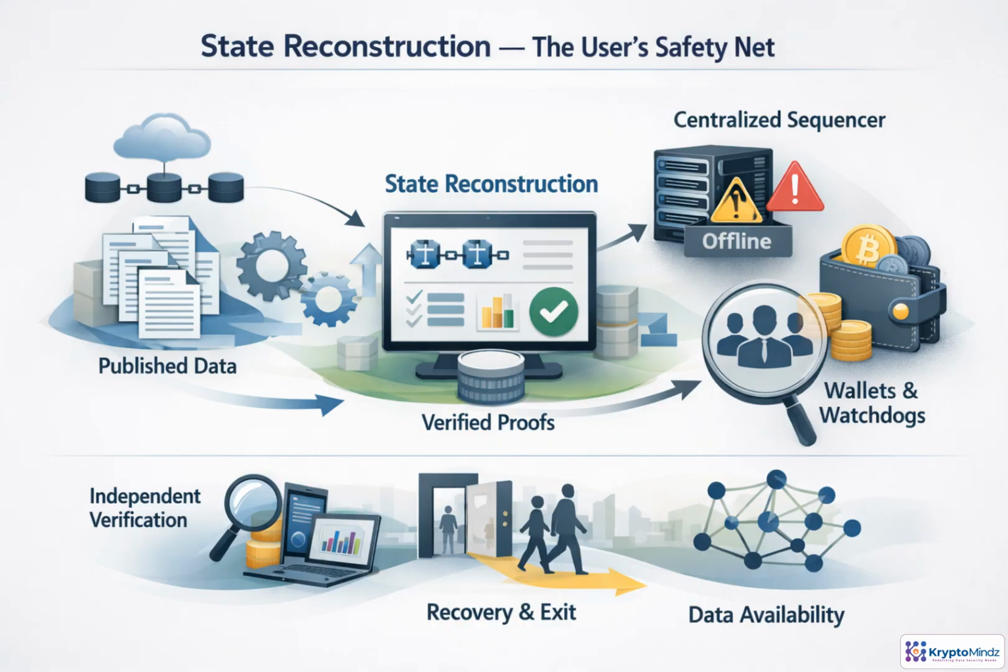State reconstruction means anyone can rebuild the rollup's latest state from published data, apply the agreed transition rules, and check the resulting proof or state root. This gives users a way out of blind trust. Wallets, explorers, and watchdogs can independently confirm balances, transaction results, and inconsistencies. If a sequencer goes offline, available data still supports coordination, recovery, or exits, because ownership can be proven without depending on one operator's interface.